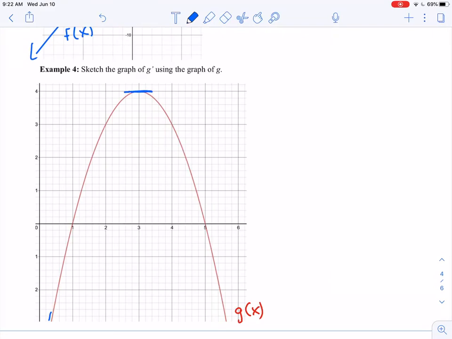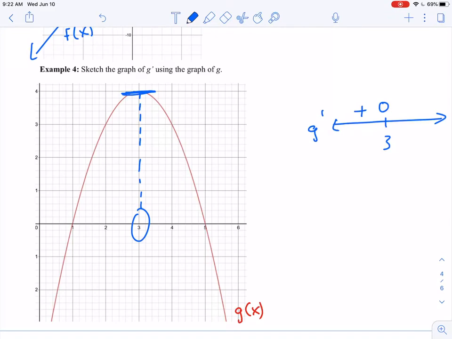Be on the lookout for those points. So okay, if I want to talk about what g prime looks like, I know that on the left-hand side of 3, because that's where we have that horizontal tangent line, my function is going up, it's increasing. My function is going up, so the derivative must be positive there. And then, what do we know at 3? At 3, we had that horizontal tangent line, so the value of the derivative must be 0 at 3.